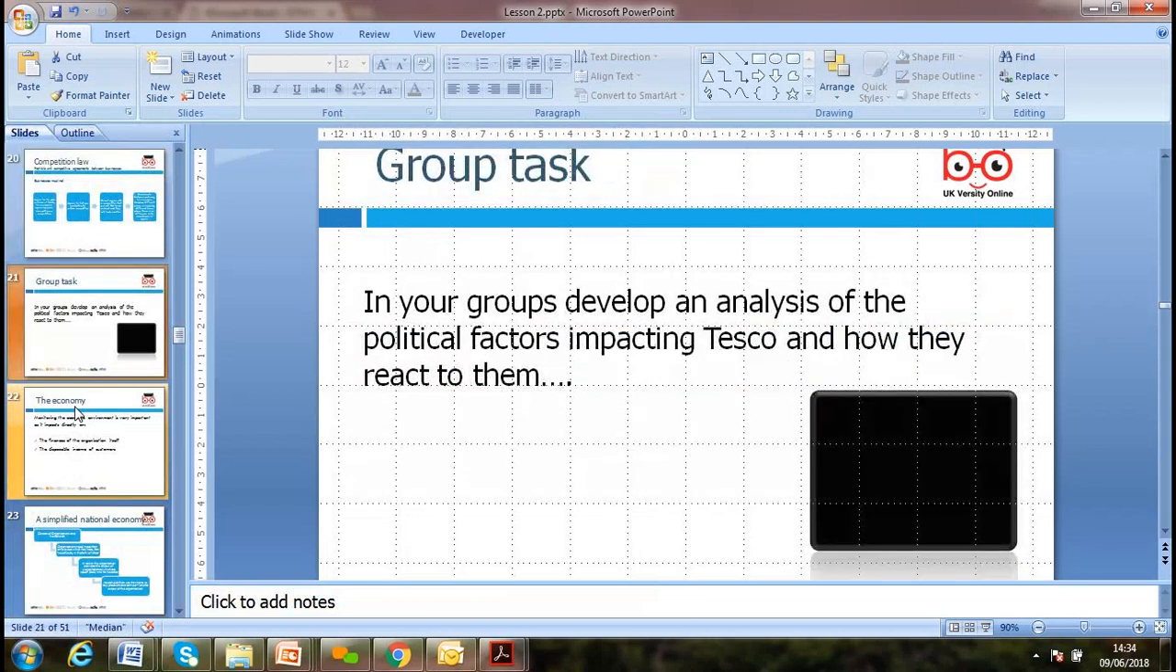Competition laws in the UK mean that not one company controls everything. Under the competition laws, we're not doing the group task here, so I'm just deleting this.